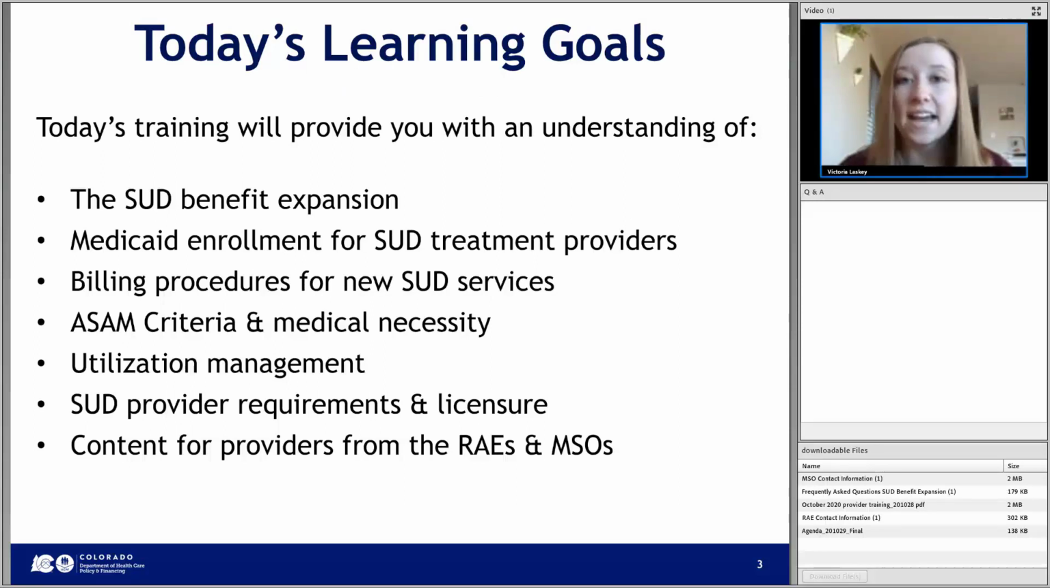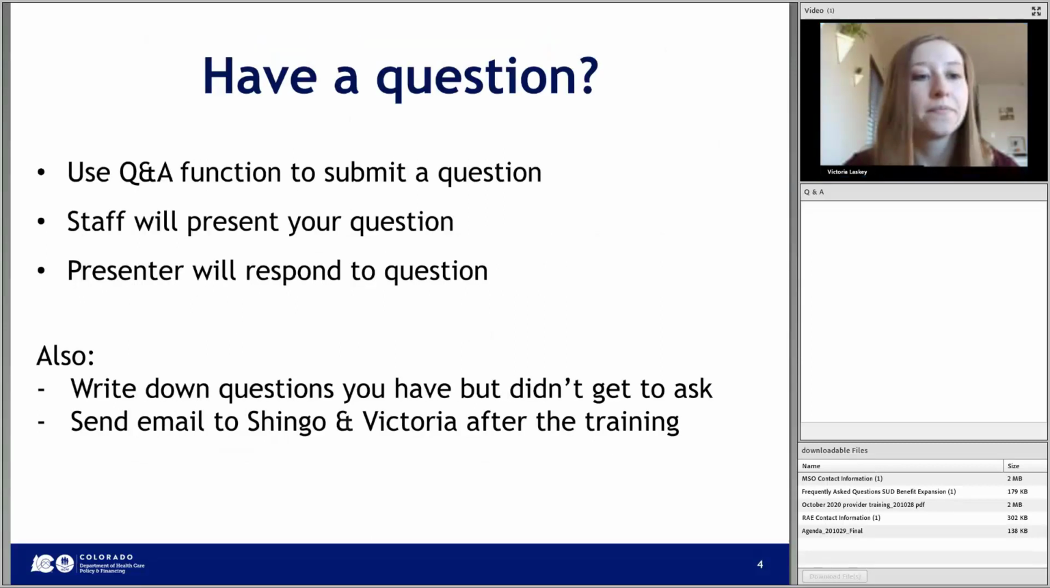As you can see on this slide and also in the agenda, we have a lot of different topics teed up today to go over. That includes the SUD benefit expansion, Medicaid enrollment for providers, billing procedures, the ASAM criteria and medical necessity, utilization management, provider requirements and licensure, and then we also have presentations coming from the RAISE and MSOs today.